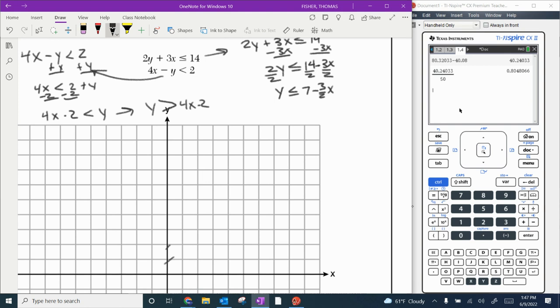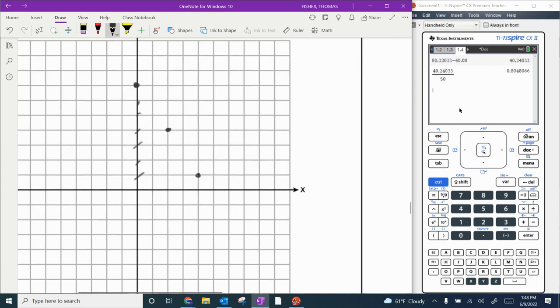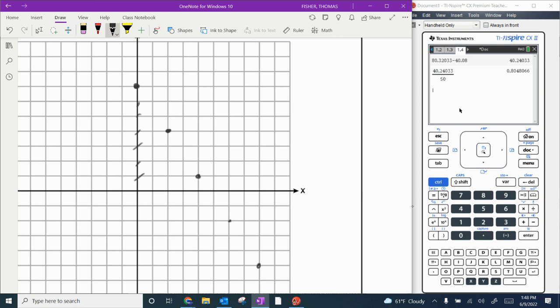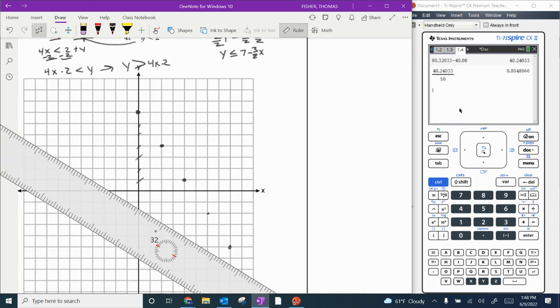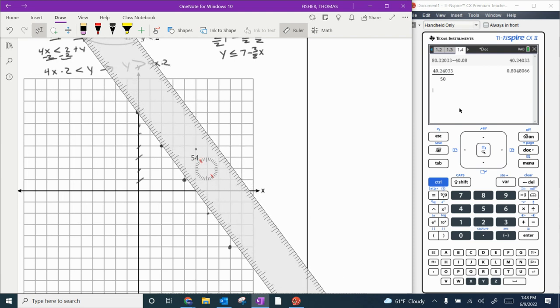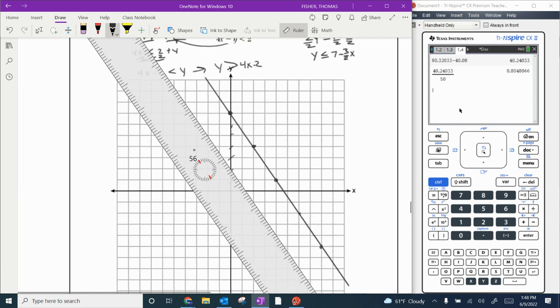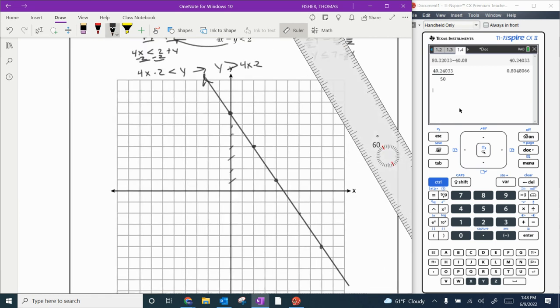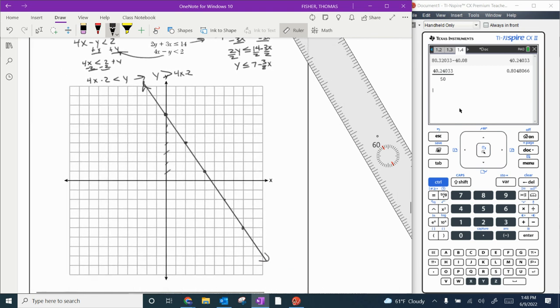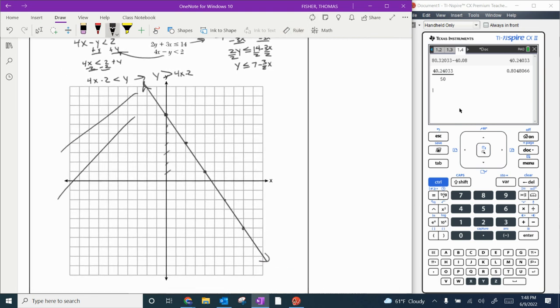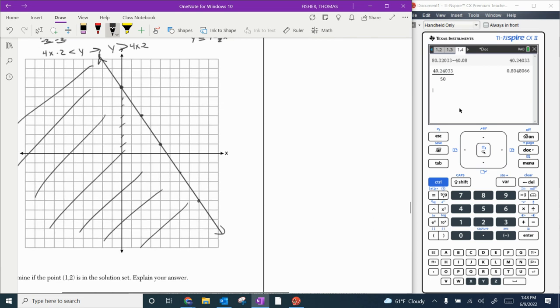So 1, 2, 3, 4, 5, 6, 7. There's the y-intercept. Negative 3 over 2, so slope down 3, right 2, down 3, right 2, to build that slope of negative 3/2. It can be a solid line here because it's less than or equal to. So we're going to do a solid line like this, with arrows on the ends of that line because it goes forever. And y is less than or equal to that line, so we're going to shade below it. So this section here would be y is less than or equal to 7 minus 3/2 x.